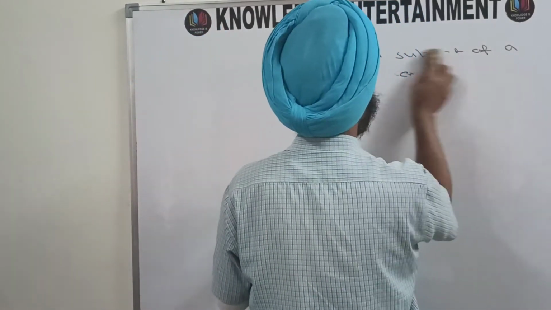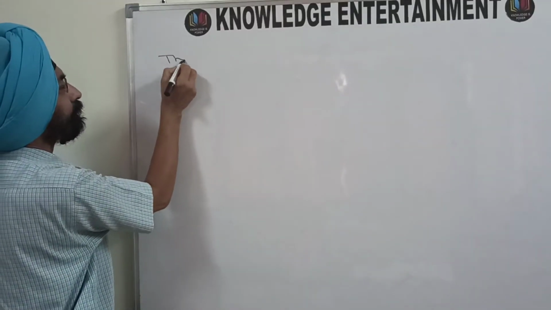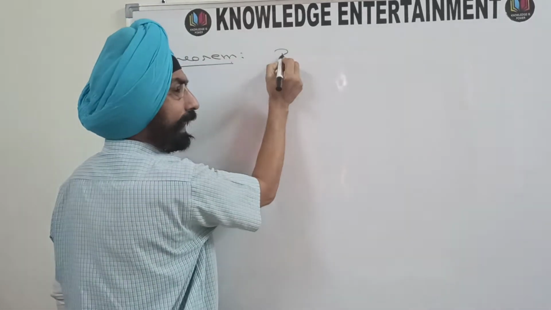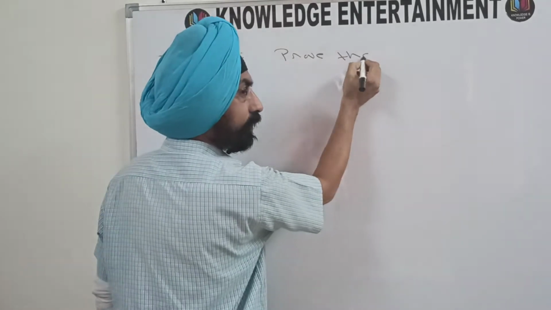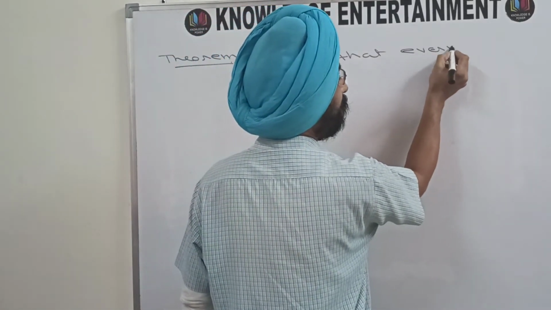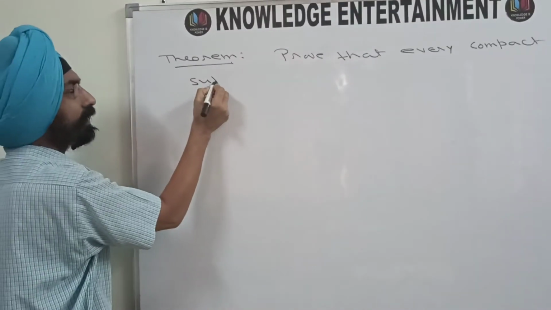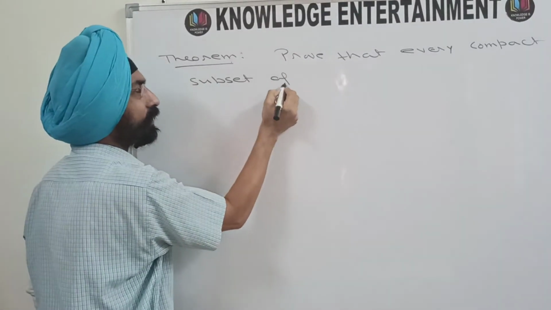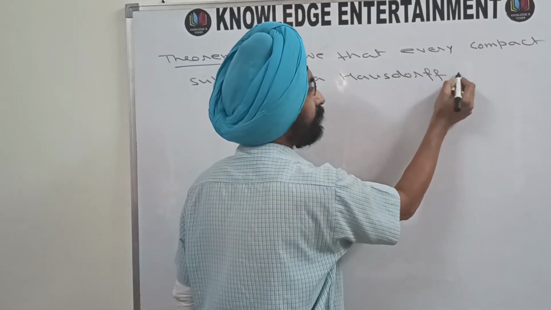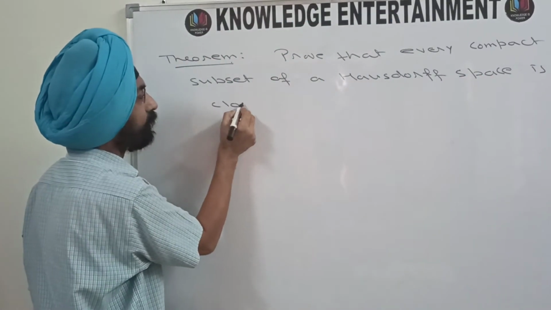So let us move on to the next theorem. I am going to take the next theorem. The next theorem is: prove that every compact subset of a Hausdorff space is closed.